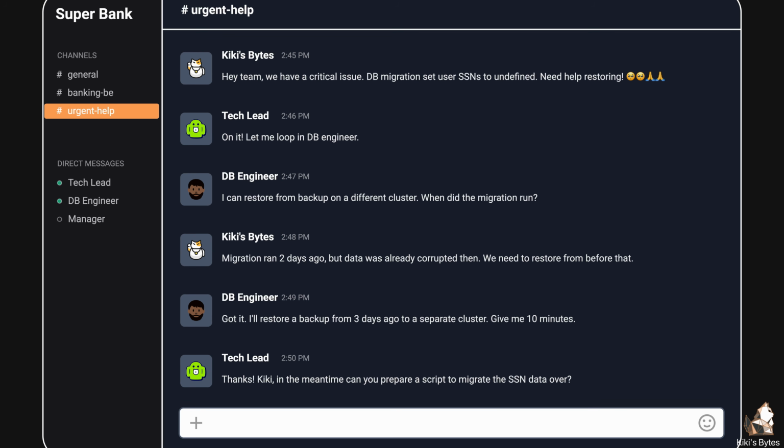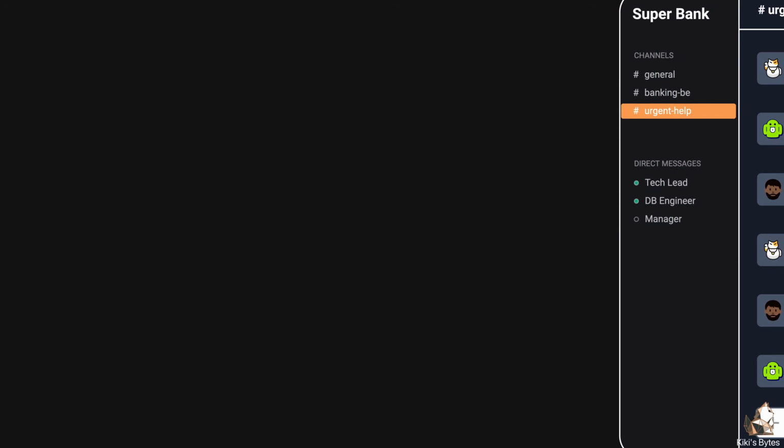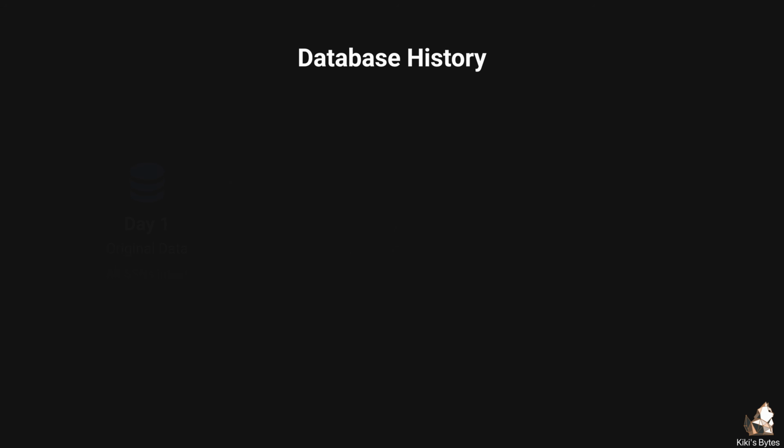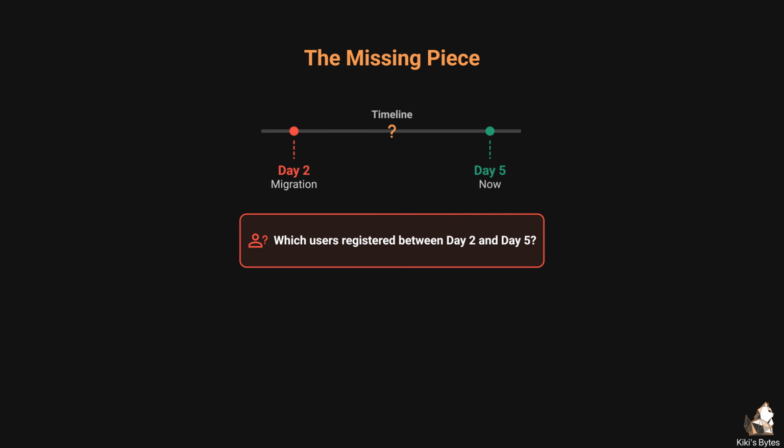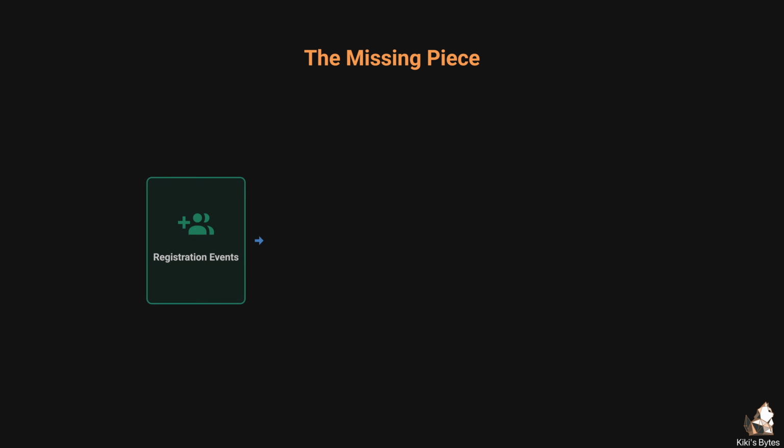We messaged our database engineer to restore a backup of our user collection on a different cluster. Unfortunately, we couldn't just restore the backup from a few hours ago because the data had already been set to undefined. We had to restore data from a day before the migration first ran. That's perfect except for one thing. How the hell were we gonna get the list of users who had registered from the time at which we first ran the migration to now?